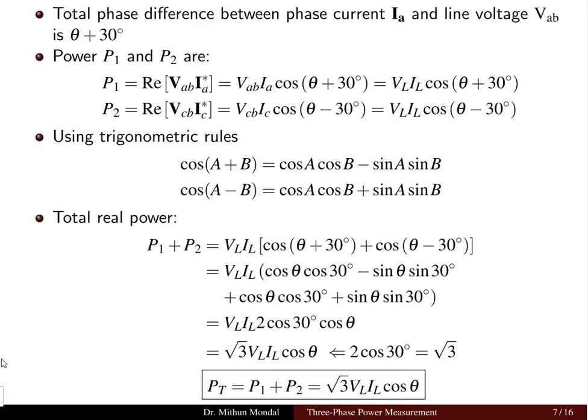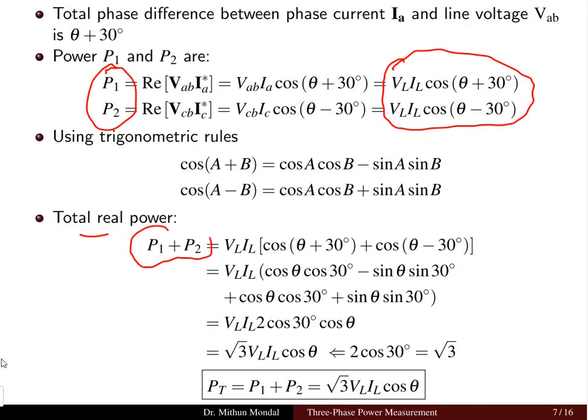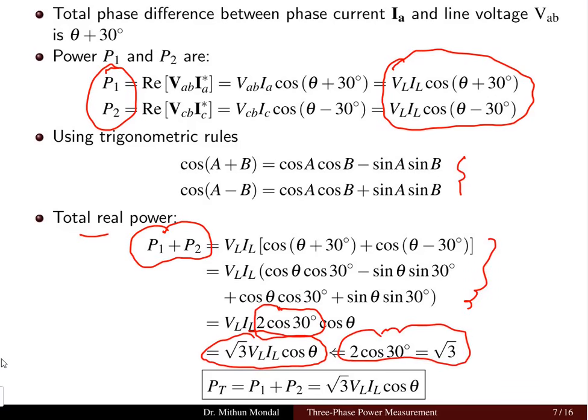So if we expand the previous equations of this power, whatever we have estimated for P1 and P2, and we add the algebraic sum P1 plus P2 to get the total power. So at the end we are getting root 3 VL IL cos theta after expansion of this trigonometric function. Note here we get some constant, 2 cos 30 degree, which is equal to root 3. So the total power P1 plus P2 is root 3 VL IL cos theta.